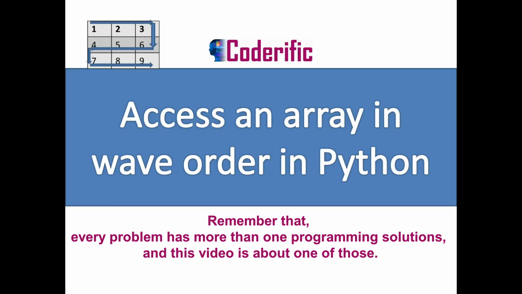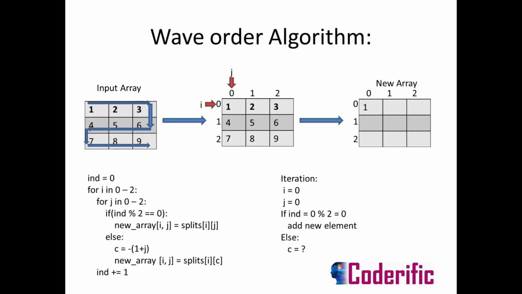Before I continue, I want to remind you that every problem has more than one programming solution, and this video is about one of those. Before we start programming, I want to give you a quick walkthrough of my algorithm. The main chunk of the algorithm is written in a few lines here, as you can see in this block, and the input array that we will be reading in this manner, which is wave order, shown in the arrows, and this is our input array, which is a two-dimensional array, and its dimension is 3 by 3.